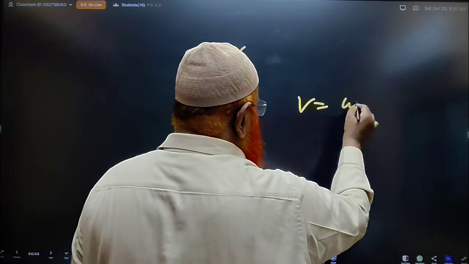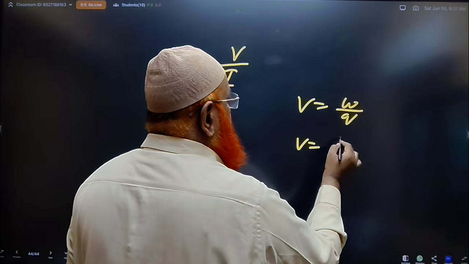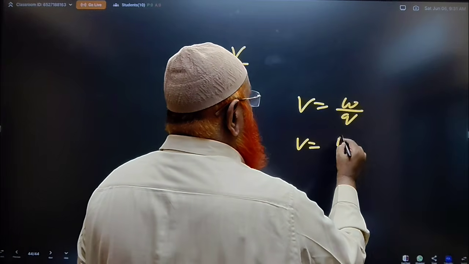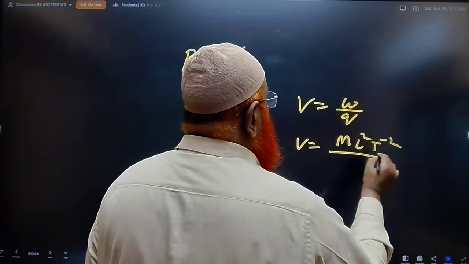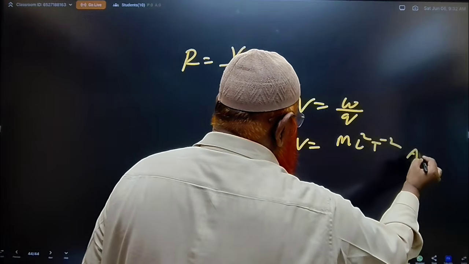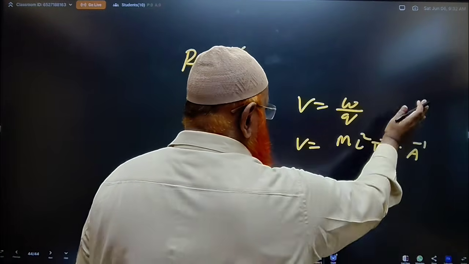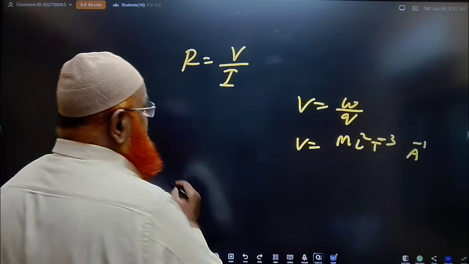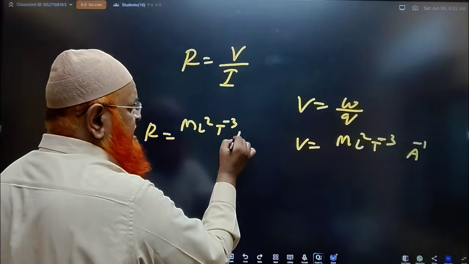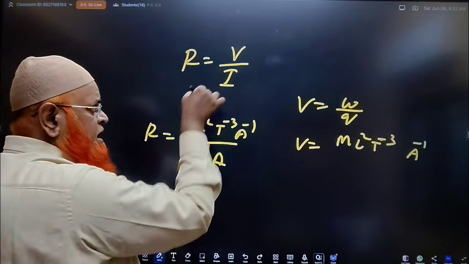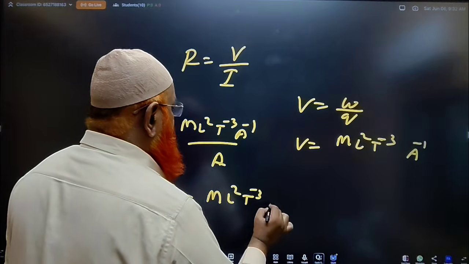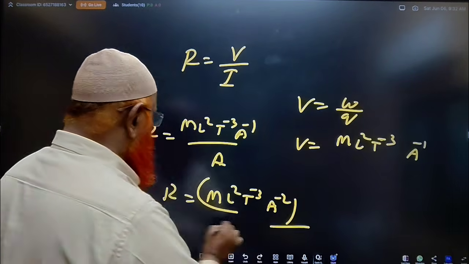V is nothing but work done on unit charge. Work done means ML² T^-2. Q means AT, so A comes to the numerator as A^-1 and T becomes T^-3. So therefore R is equal to V by I, which is ML² T^-3 A^-1, and again one more A, because current is also A only. So ML² T^-3 A^-2 is the dimensional formula for resistance.